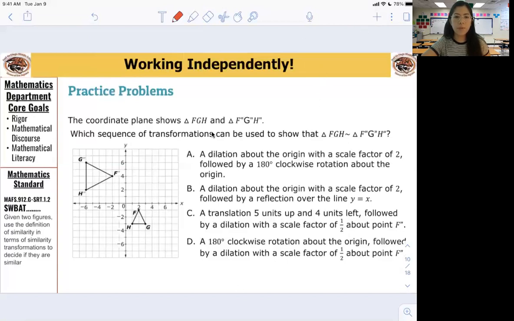So I put up the poll. This one will take a little bit longer, so take your time. But when you're ready, you can put up an answer.